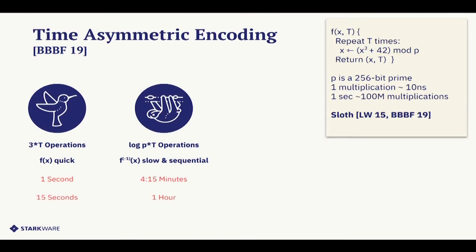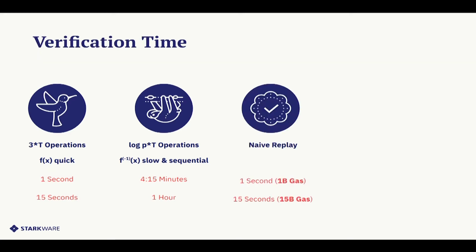If you spend 1 hour of delay using this repeated function, reversing it, so taking cube roots repeatedly, then you can verify it in 15 seconds. And if you wanted to verify it, let's say on Ethereum, you would pay a pretty hefty gas cost because 1 second is roughly 1 billion gas. I think it's 100 million multiplications to verify. And 15 seconds of verification would be 15 billion gas cost.